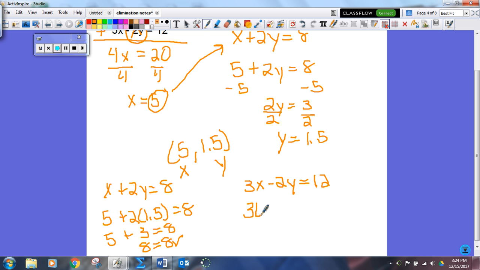Substitute here again, so it's 3 times 5 minus 2 times 1.5 equals 12. 3 times 5 is 15, minus 2 times 1.5 is 3. 15 minus 3 is 12. 12 equals 12. If you need to, you may certainly pause the video to make sure you get all that down. Next example.